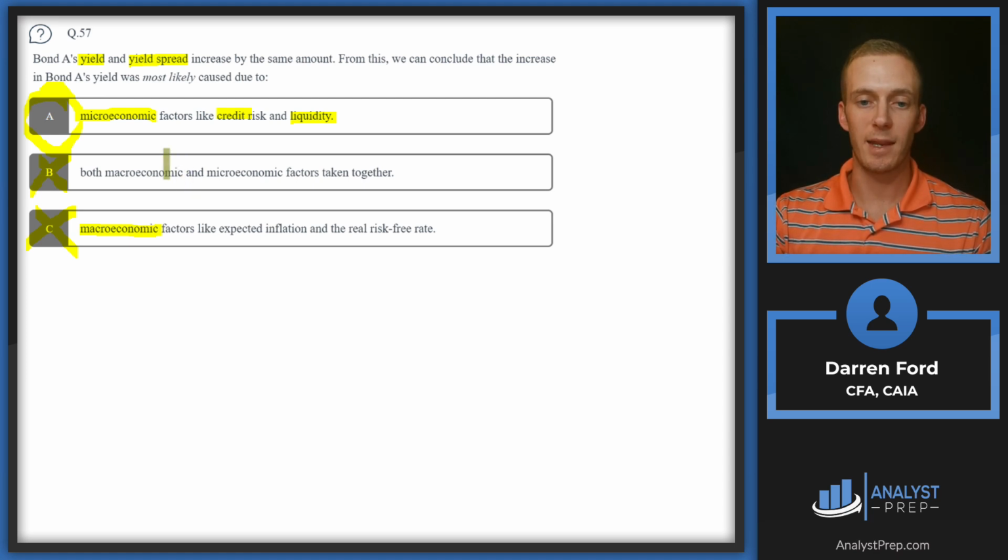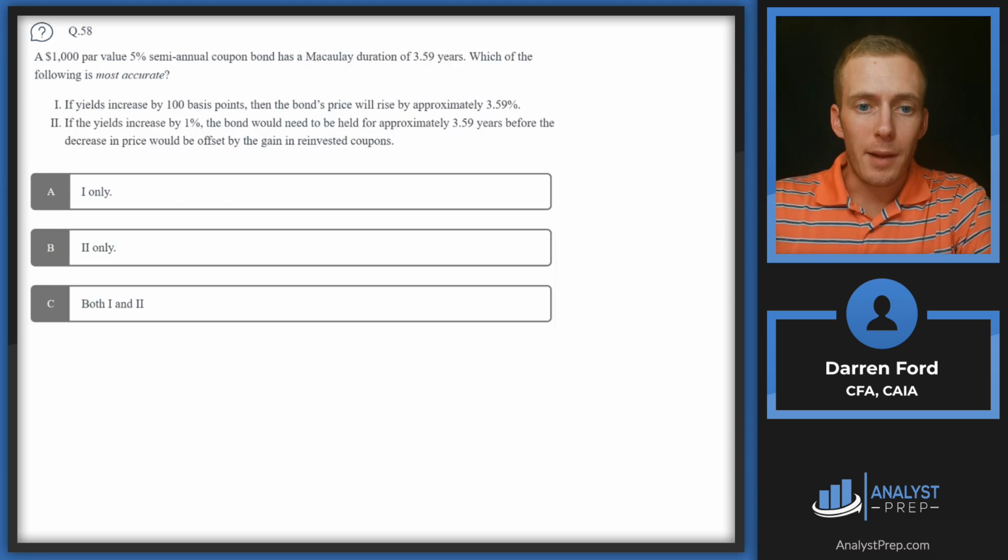And they're doing that in response to something going on in the macroeconomic environment. So long-winded answer there. Hope it makes sense. We'll go with A. Question 58.